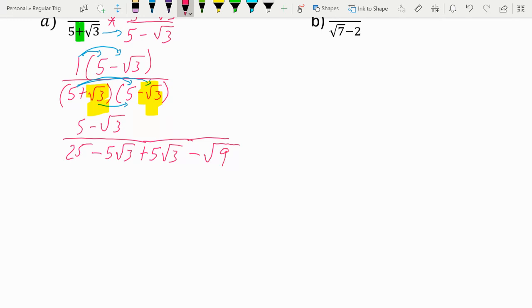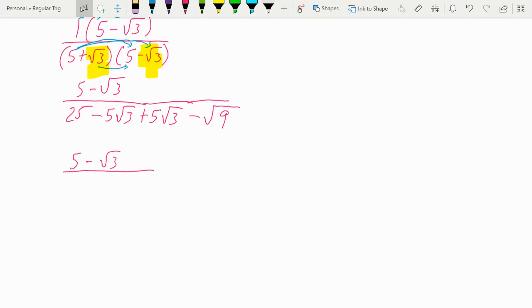Now we look at it. The numerator, nothing changes: 5 minus the square root of 3. And then I look at the denominator. I have this 25 here. So I'm going to rewrite that.